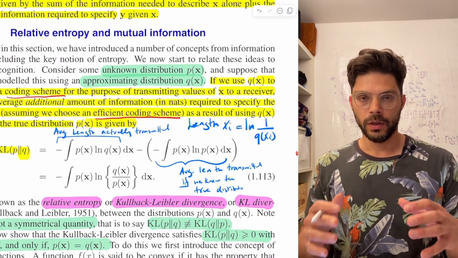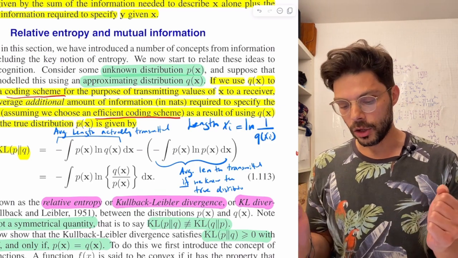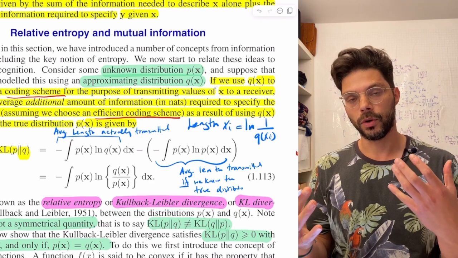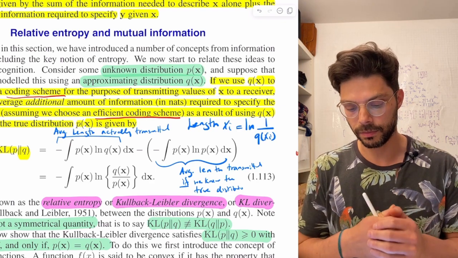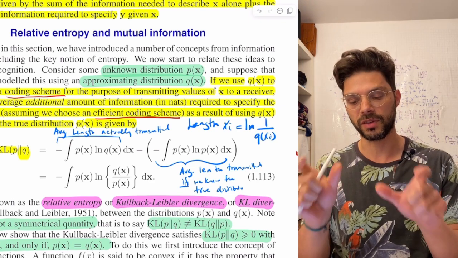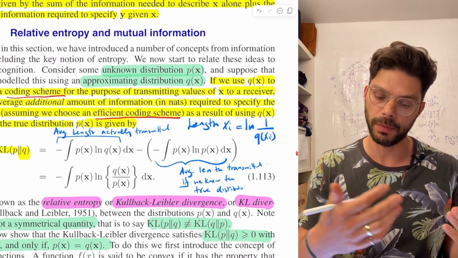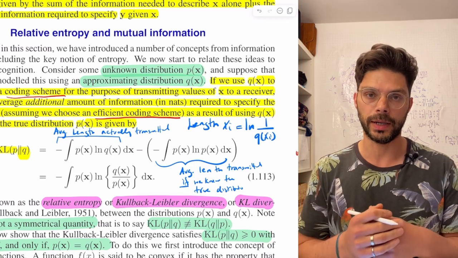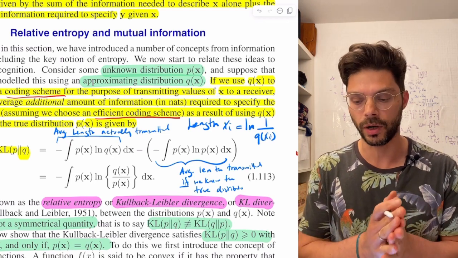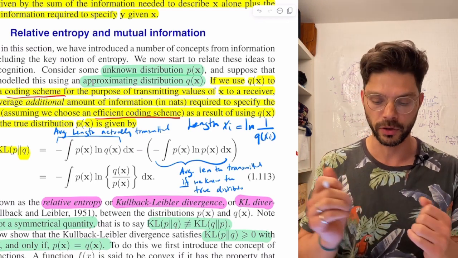Okay, so this is a nice motivation for the idea of Kullback-Leibler divergence. This is in terms of coding: how much extra you have to spend transmitting a message when you're using the wrong probability distribution to determine your code words.